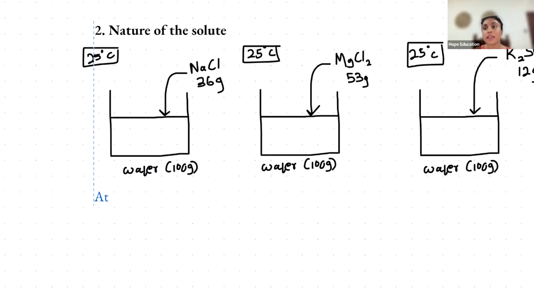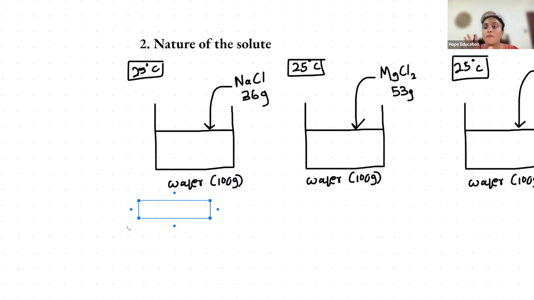Now, to write the solubility statement, when you write it you must mention the temperature, here at 25 degrees Celsius. You know how to put the degree mark. At 25 degrees Celsius, solubility of NaCl in water is 100 grams.